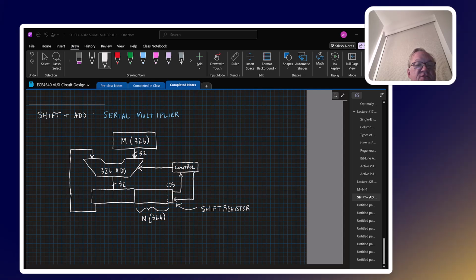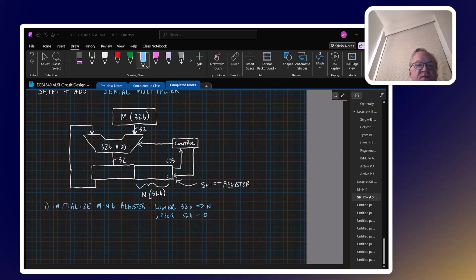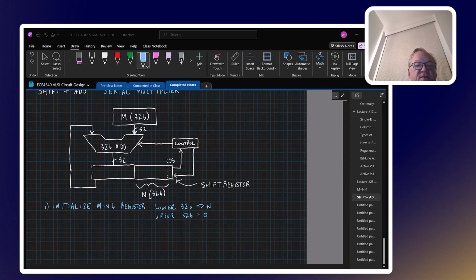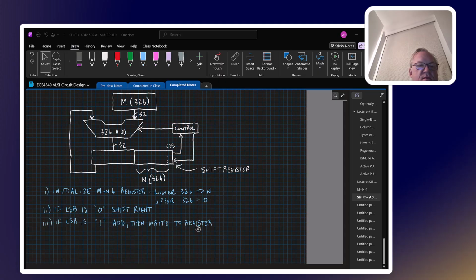Now, how does the control logic work? Well, first we're going to initialize the m plus n bit shift register at the bottom, with the lower 32 bits being equal to n and the upper 32 bits being equal to 0. And then, depending upon what the 0th bit is, we're going to do an operation. All right, so if the LSB is 0, then we're going to do a shift right. But if the LSB is 1, we're going to add and then write to the register. And we're going to keep doing this until we've gone through the entire multiplier of 32 bits.